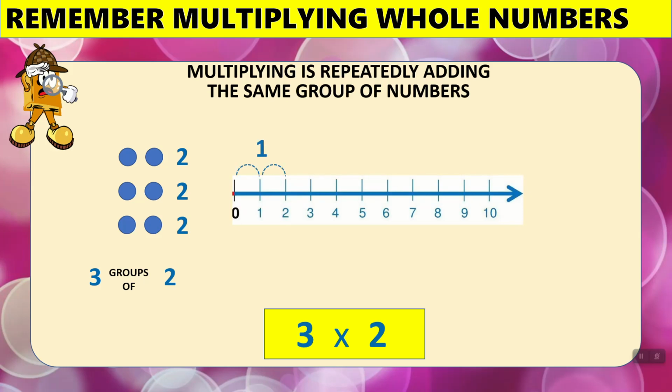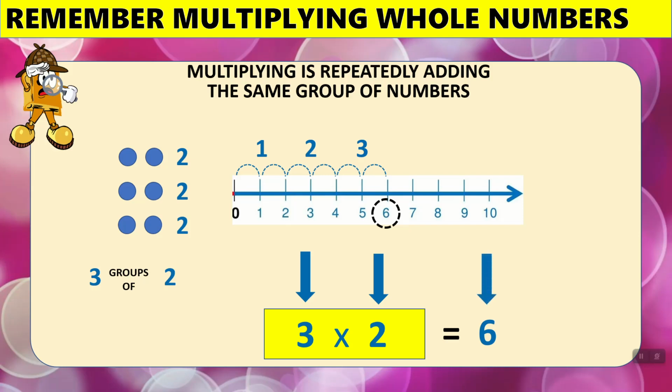And on the number line, we can see 1, 2. That's one group of 2. Here's another group of 2. And here's the third group of 2. And that gives us 6. And so 3 times 2 equals 6. And we make note of the numbers that we started out with to multiply together. They are both positive numbers. Positive 3 times a positive 2 gives us a positive 6.